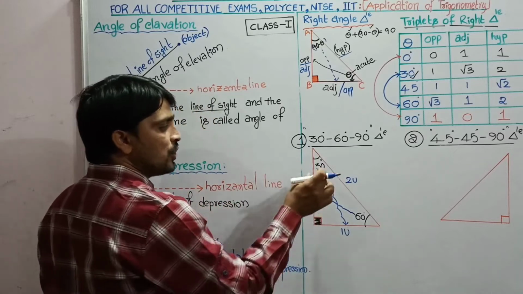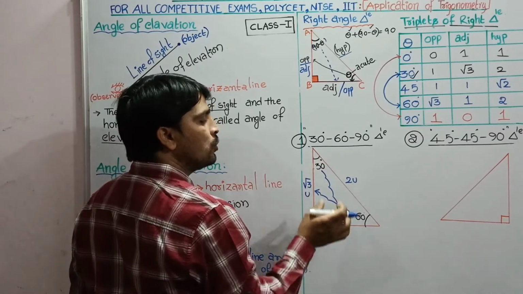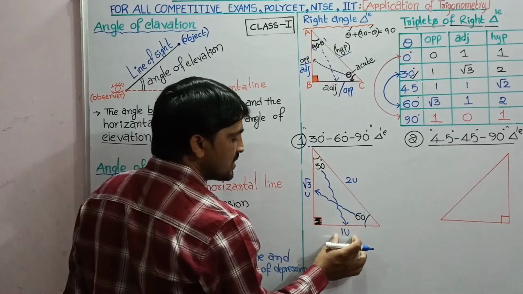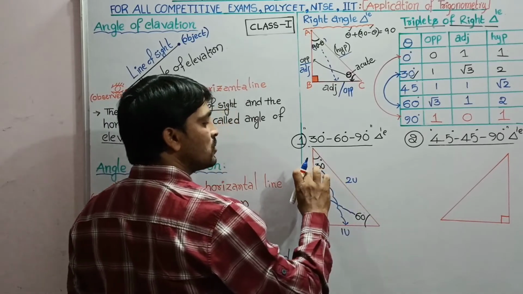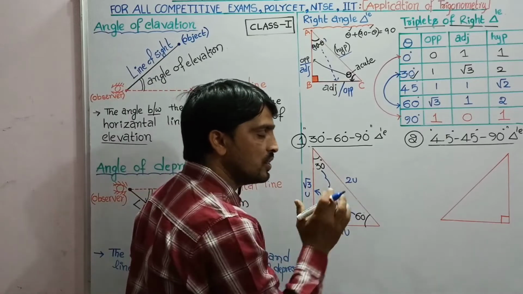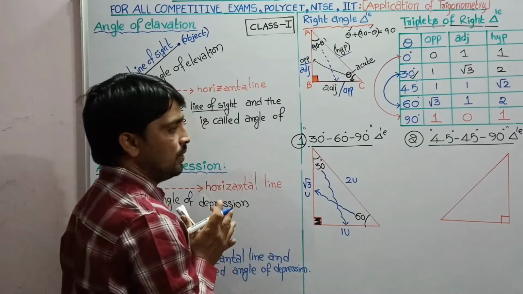Opposite to 30 degrees: the side opposite to 30 degrees in a right angle triangle is always 1 unit. The side opposite to 60 degrees is root 3 units, and its hypotenuse is 2 units. This is very important.